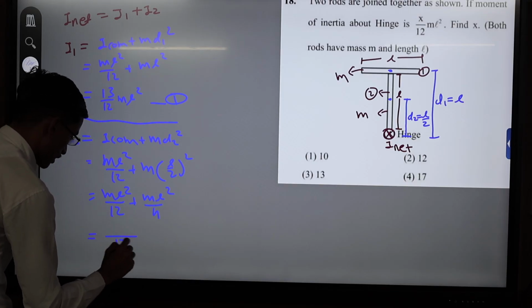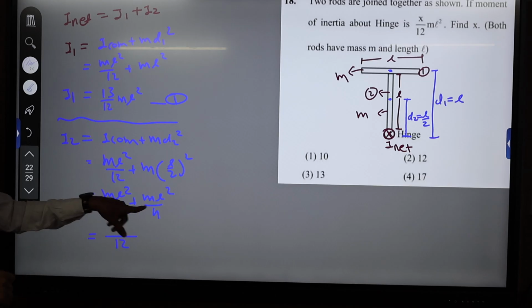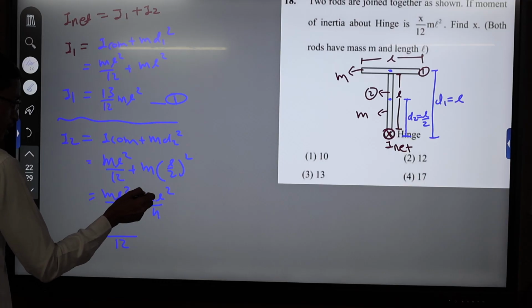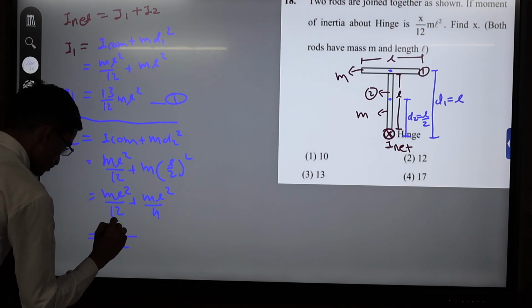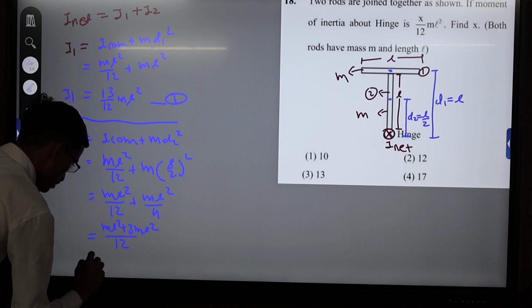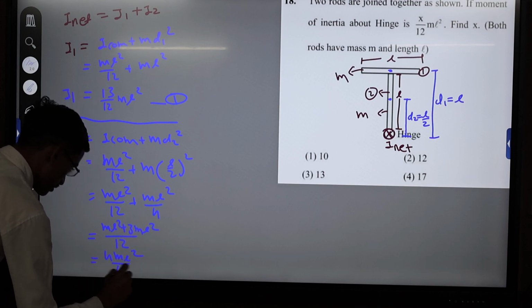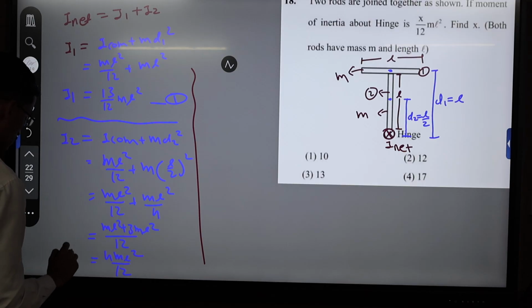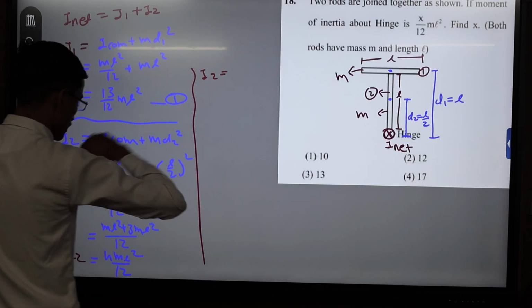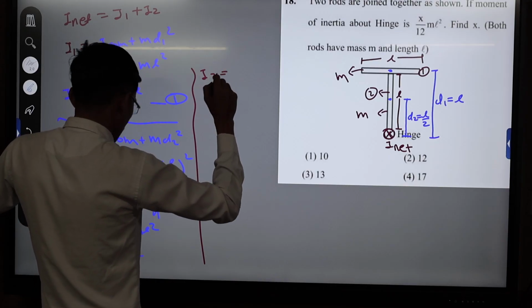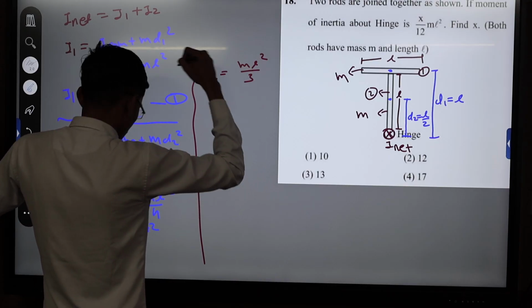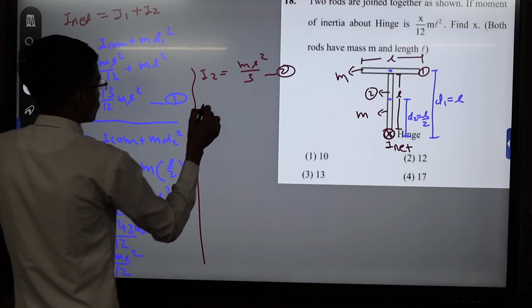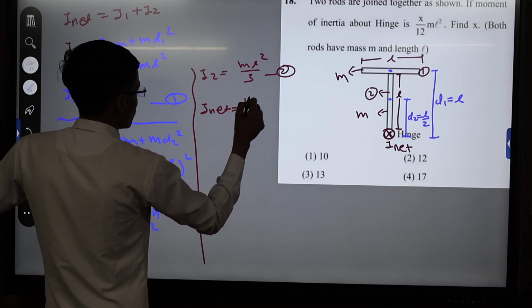Take the LCM of 12: ML square plus 4 into 3, so 3 plus 1; 4 into 3 will become 12. So 3 ML square plus ML square, so 4 ML square by 12. So I2 is equal to ML square by 3. This is value 2. Now the summation of both I1 and I2 will give I net equal to 13 by 12 ML square plus ML square by 3.